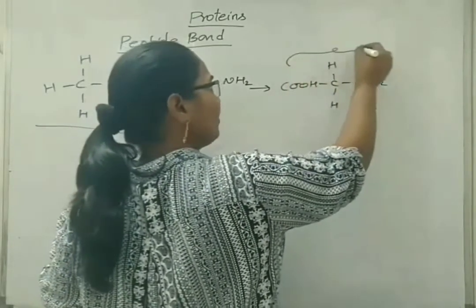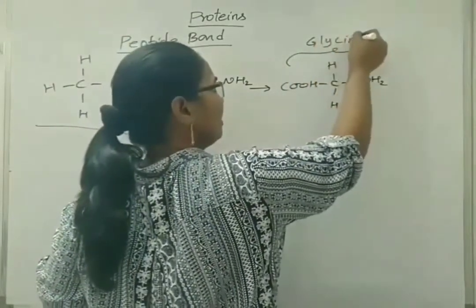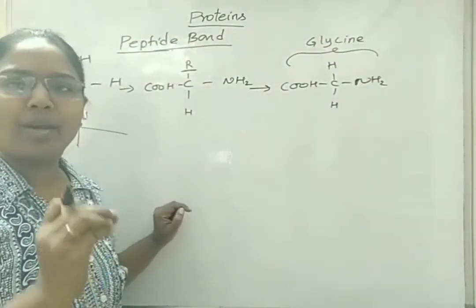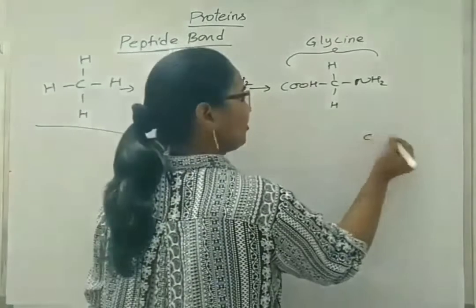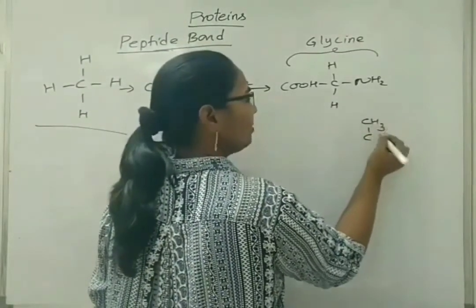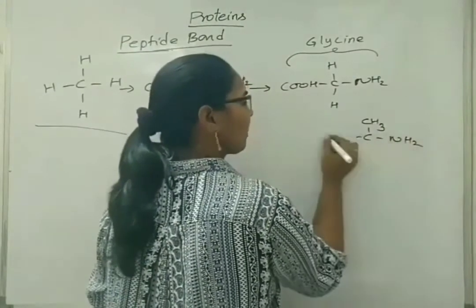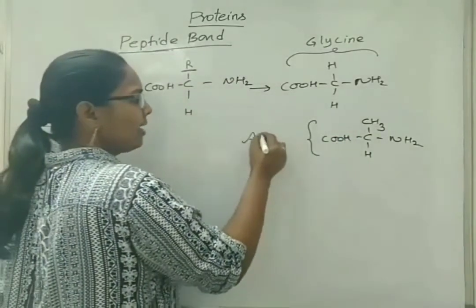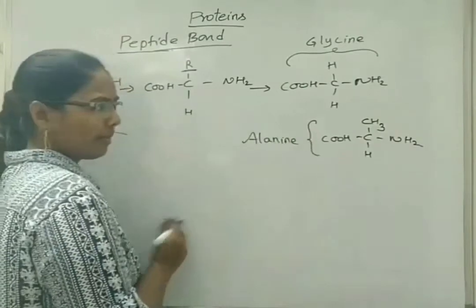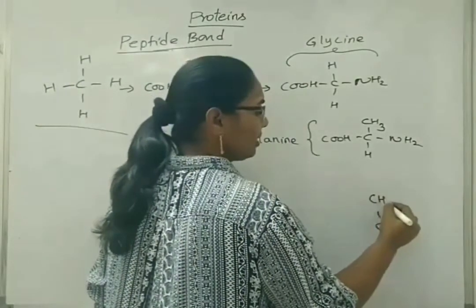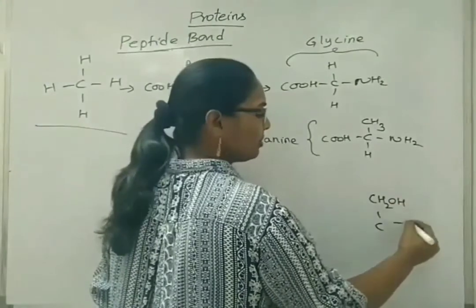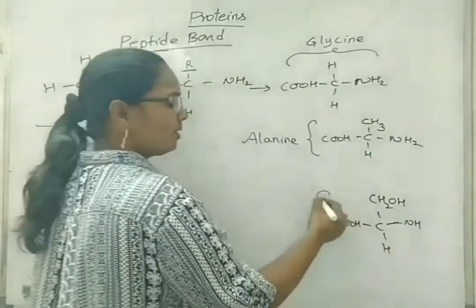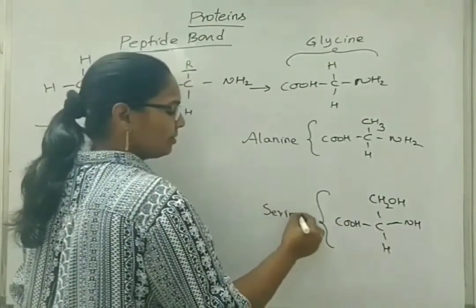We can give a name for this amino acid as glycine. Glycine is considered the basic amino acid structure, or basic amino acid. Now, if the R group is replaced by one methyl group, then we can name this amino acid alanine. Again, another amino acid: if the R group is replaced by an alcohol group, then there will be another name for that amino acid. We can name it serine.